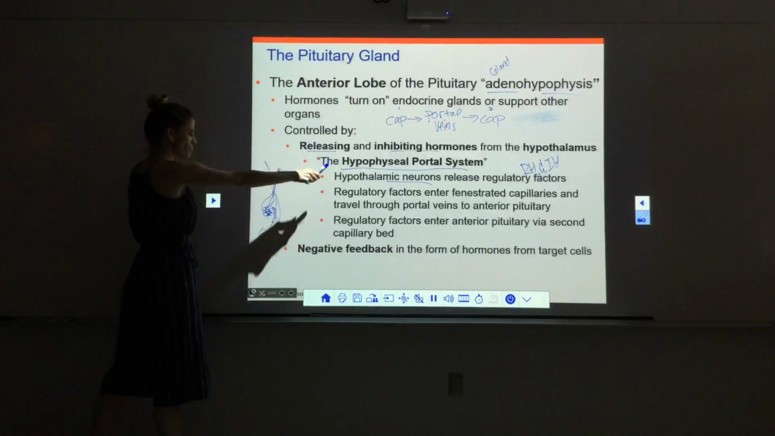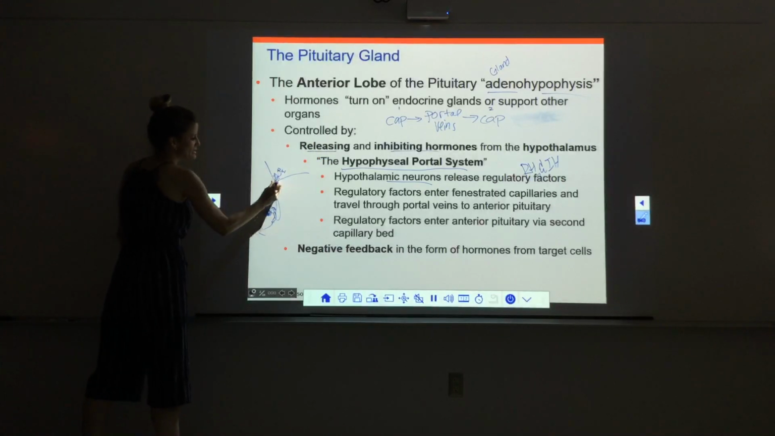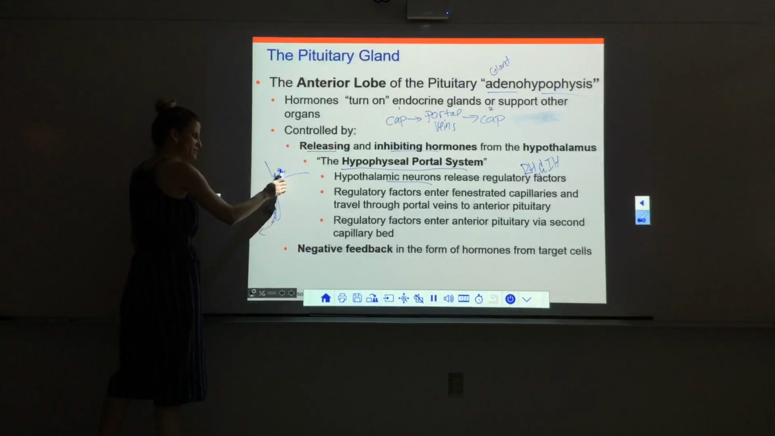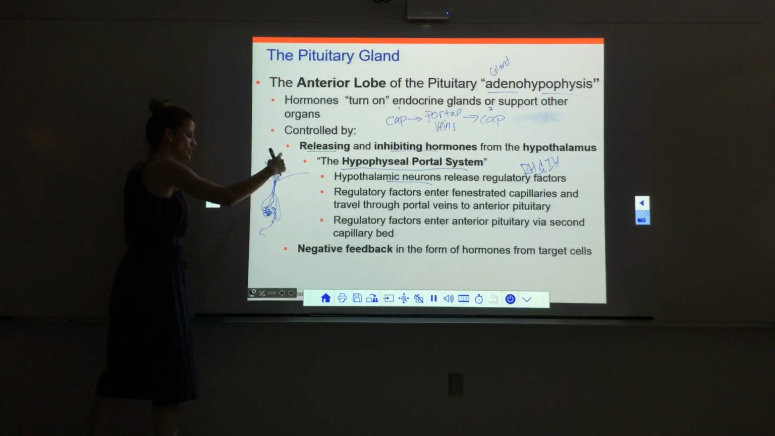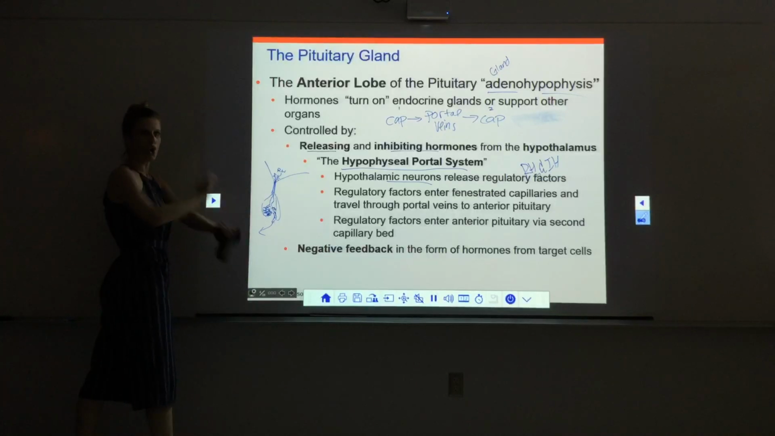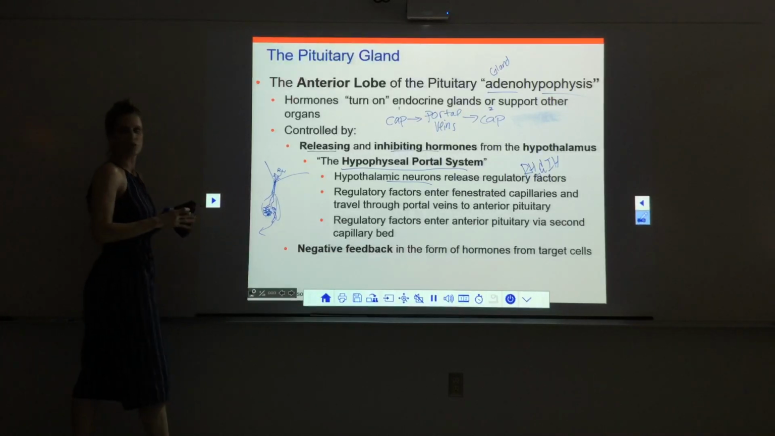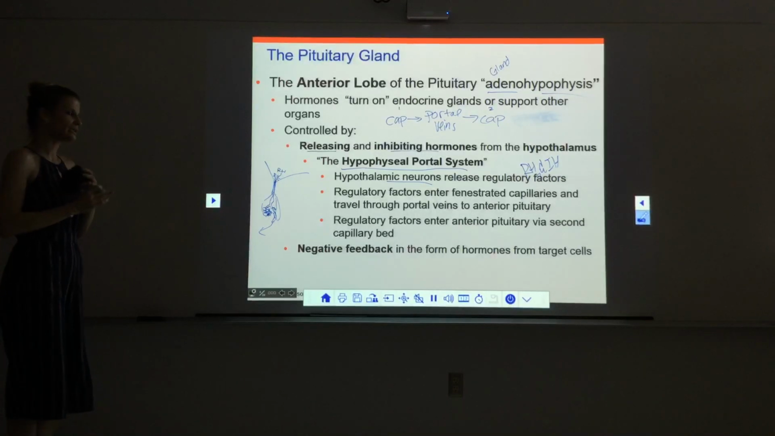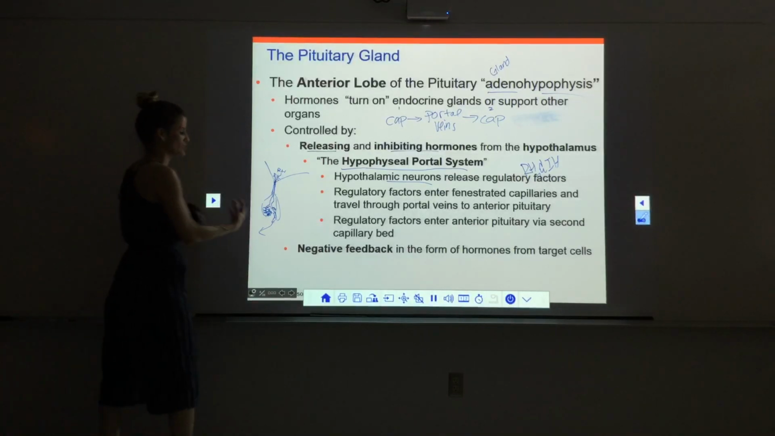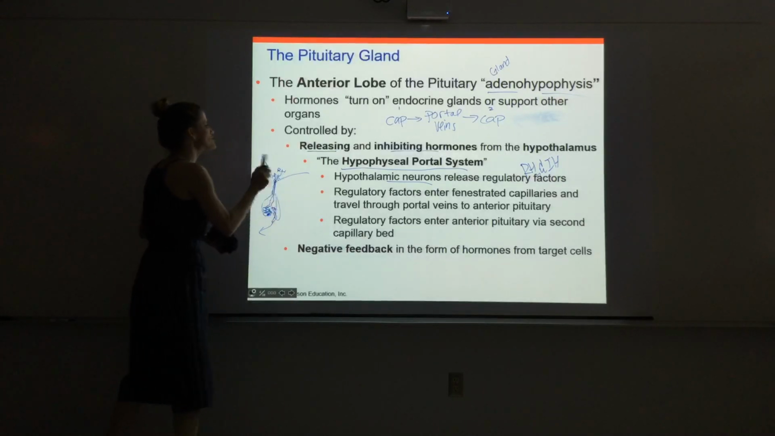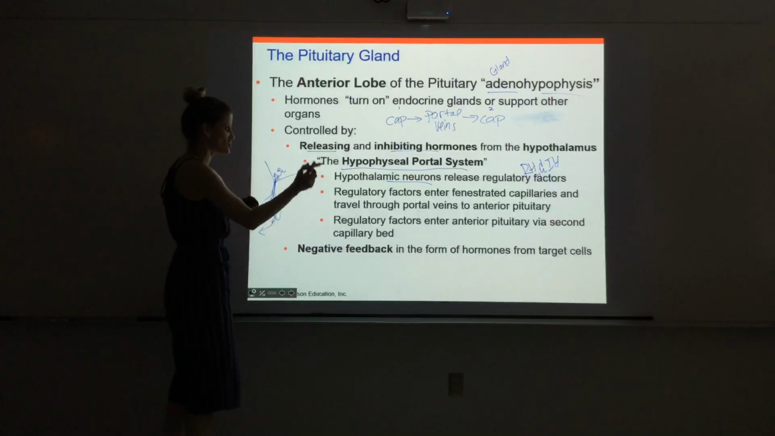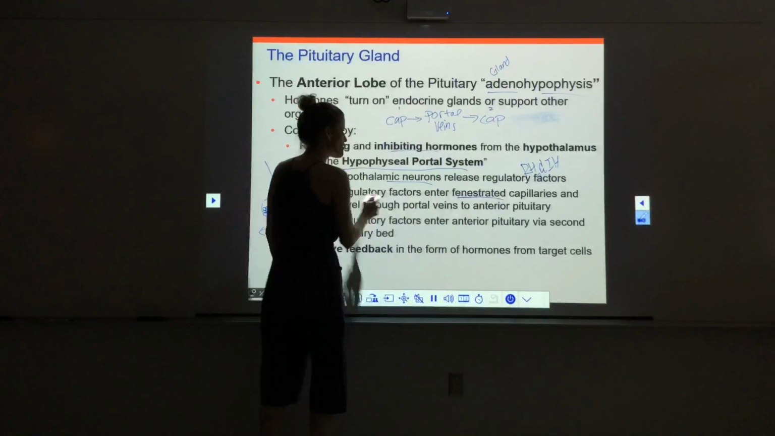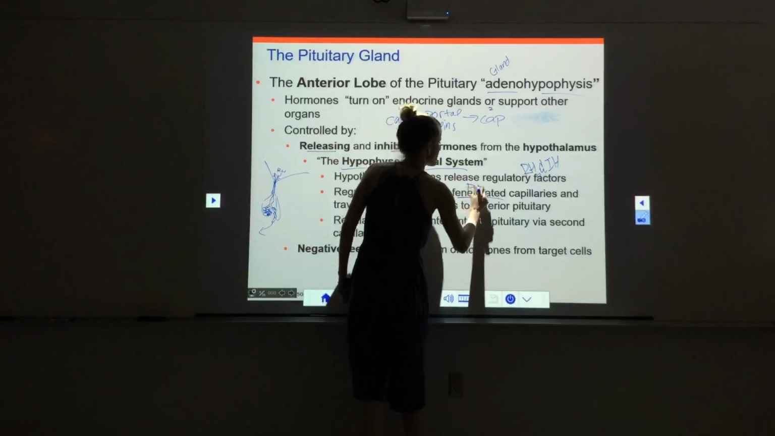A couple things. One, it's a portal system, so we have two capillary beds interconnected by a portal vein. We have these releasing factors and inhibiting factors coming from the hypothalamus to the anterior pituitary only. This does not go to the posterior pituitary gland. Okay, the posterior pituitary, again, is completely different. This is how we control the anterior pituitary gland. Also, when we look at these capillaries, these are fenestrated capillaries. What do fenestrated capillaries have? They have, do I have pores up here anywhere? No. They have pores present.